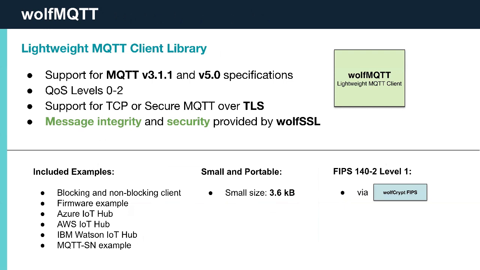We've got some examples that we bundle with this to make it easier to get started. Client for blocking and non-blocking IO, a firmware example, some examples for Azure and AWS, IBM Watson, and also one using the sensor network specification, MQTT-SN. Total size here is pretty small, 3.6 kilobytes. And you can also shim wolfCrypt FIPS underneath this for those that need that there.